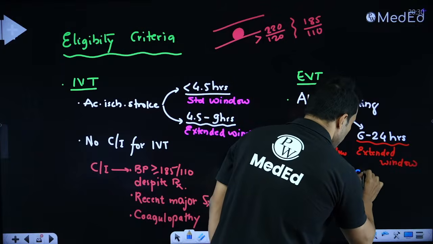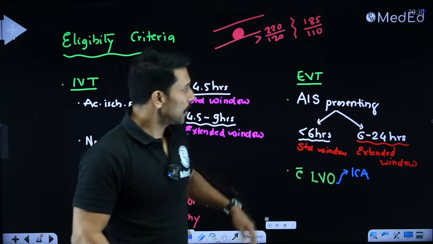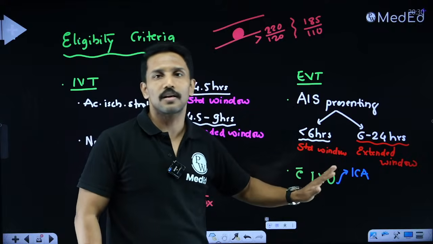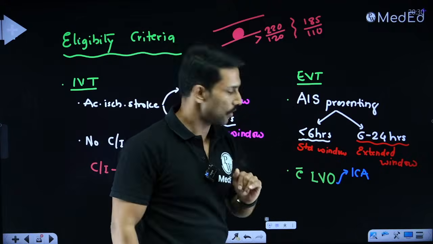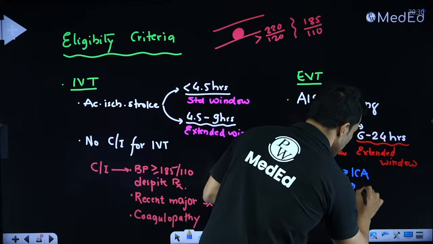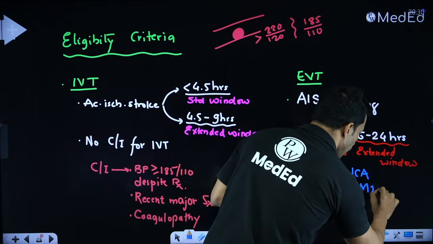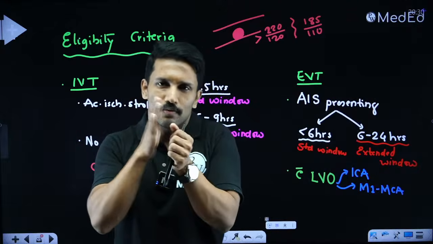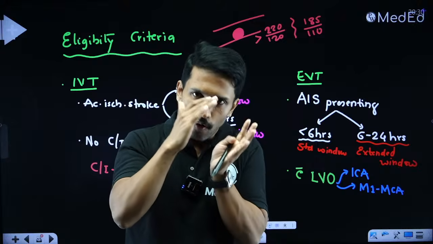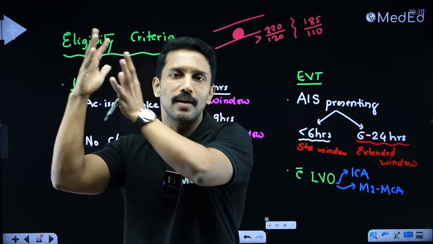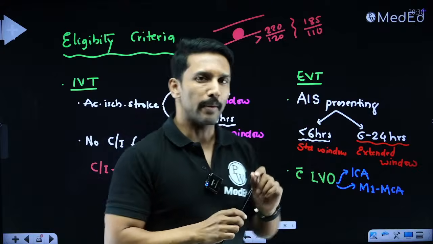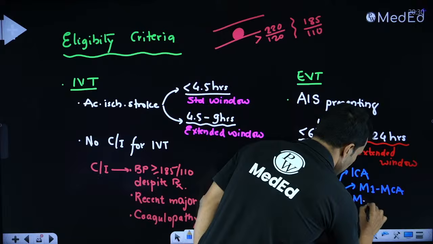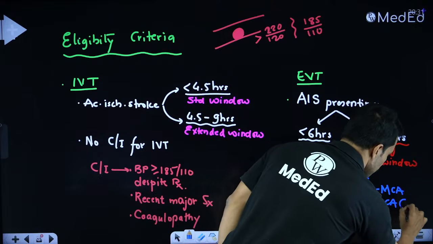So internal carotid artery. If I have a patient who has ischemic stroke, has presented within 24 hours, and the clot is sitting in the internal carotid artery, he is eligible. Or if the clot is sitting in the M1 segment of the MCA, the middle cerebral artery, its course is divided into proximal M1, then M2, M3, M4, like that. So I can reach up to M1. Selected cases of M2 can be considered, but not all patients, only selected.